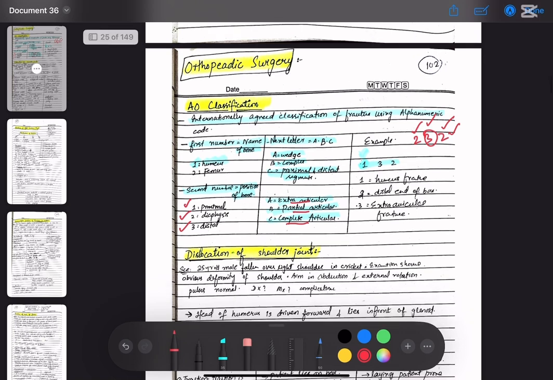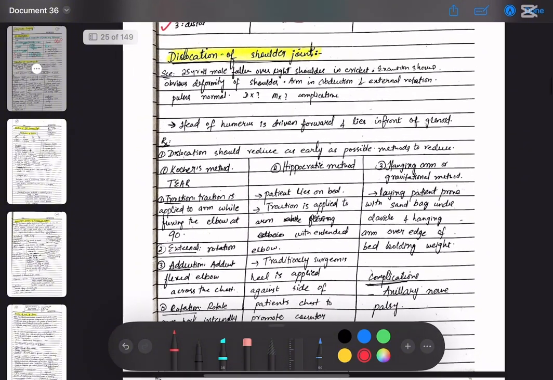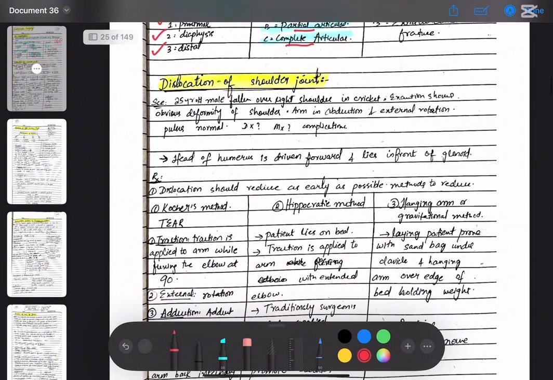Now coming towards the first most common topic of orthopedic surgery, that is dislocation of the shoulder joint. We have a scenario that there is a 25-year-old male who has fallen over his right shoulder in cricket. The examination shows obvious deformity of the shoulder, the arm in abduction and external rotation, and the pulses are normal. So what is the diagnosis, the management, and the complications?